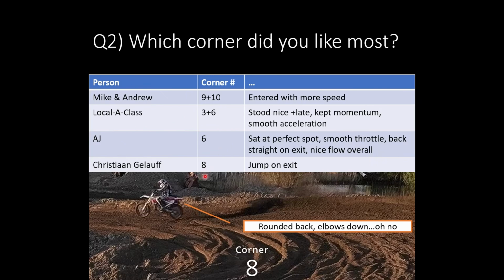My personal favorite was number 8. That's also what you see here in the photo. Why? Because there's this stupid jump over the inside rut, so to say, and it just looks cool to me. But if I look at this still over here, you see my rounded back. Also, my elbow is hanging down. It's terrible, but okay. It looked funny to me.